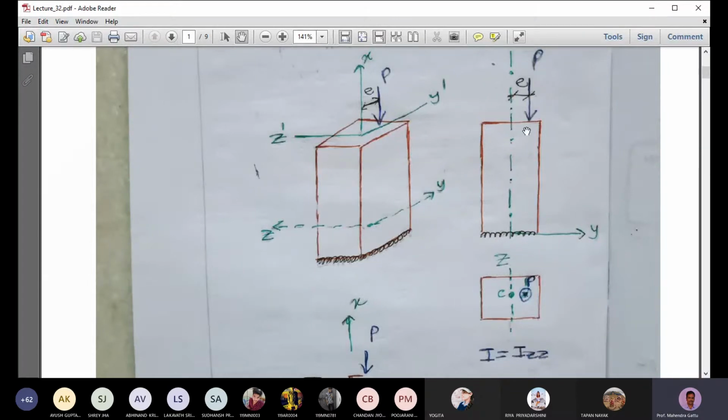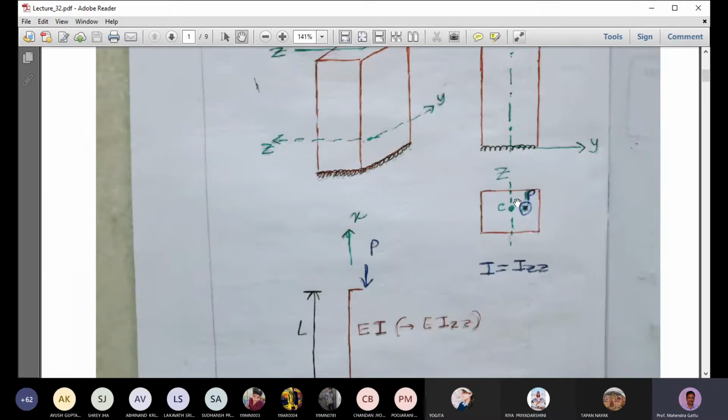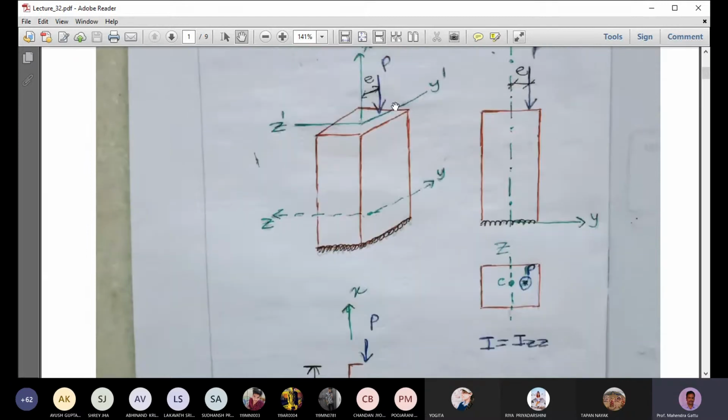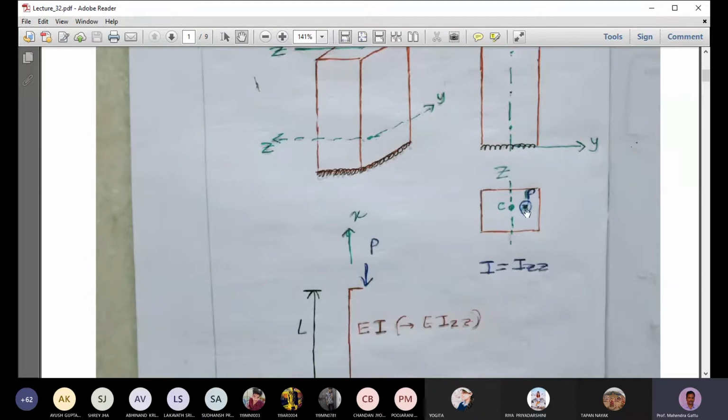Okay, so you can see the top view here. In the top view, you are looking from the top. So you'll find the z axis and the y prime axis. The y prime axis I'm not showing, and the point of application is this star, and there the load P is acting. So it is acting into the column, and C is the centroid.